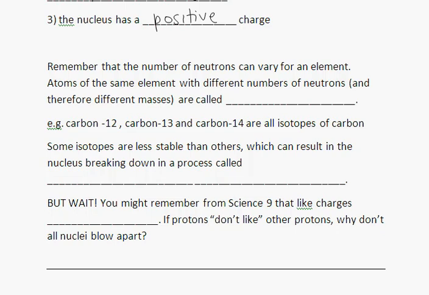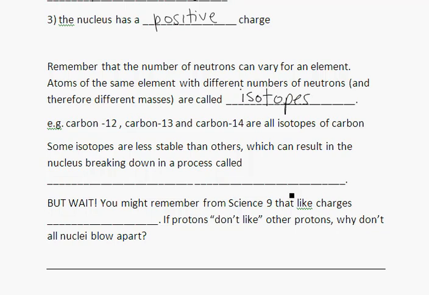In the previous video, we looked at an introduction to radiation. In this video, we're going to try to explain why some isotopes are radioactive and others aren't. So you'll remember that the number of neutrons can vary for an element. Atoms of the same element with different numbers of neutrons, and therefore different masses, are called isotopes.